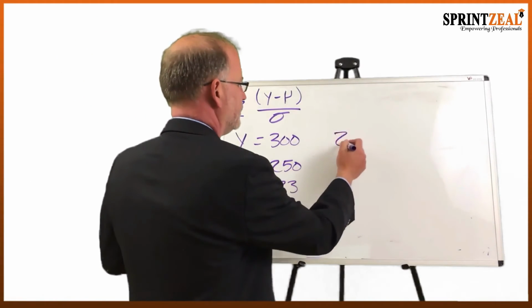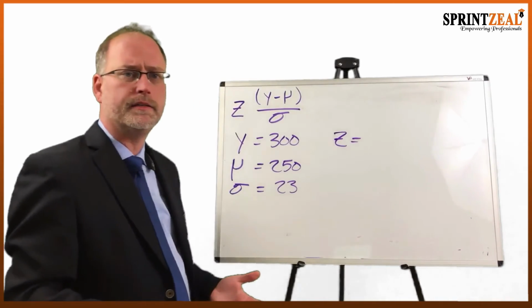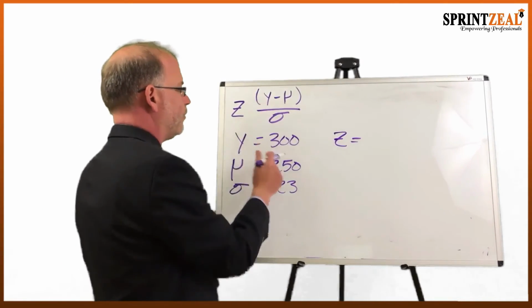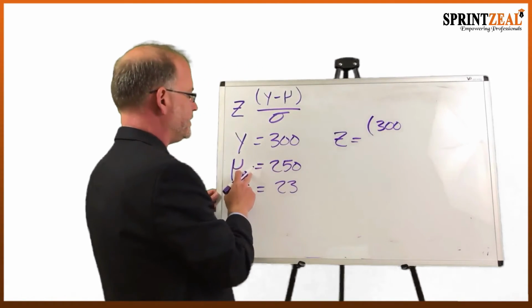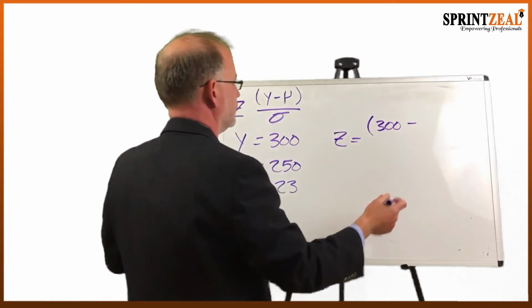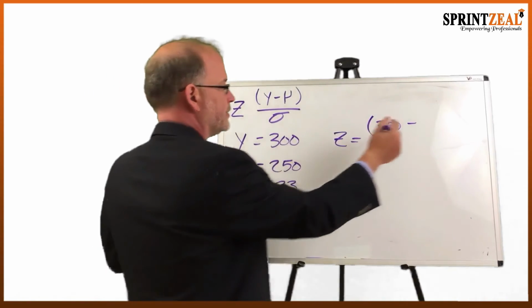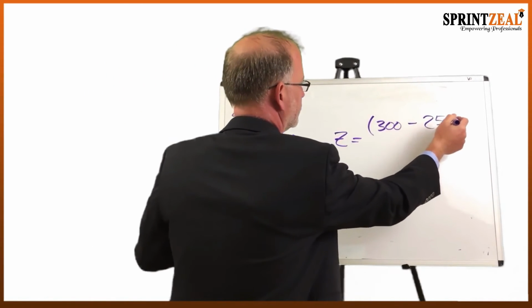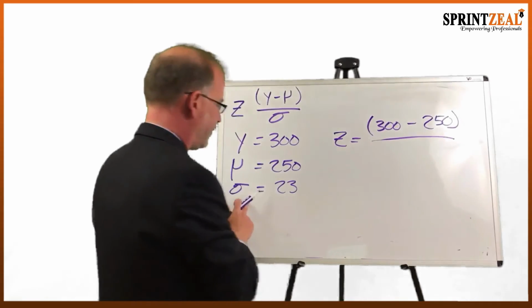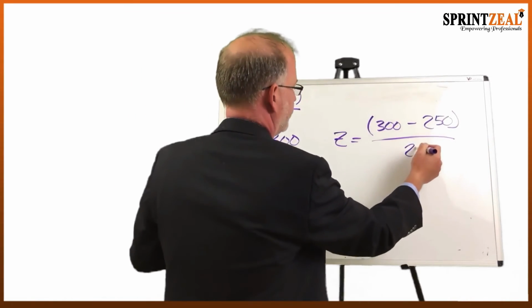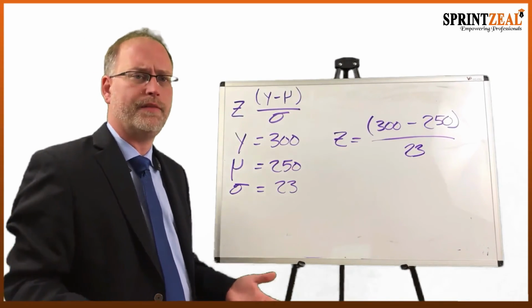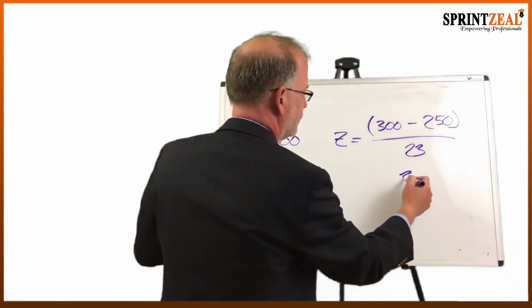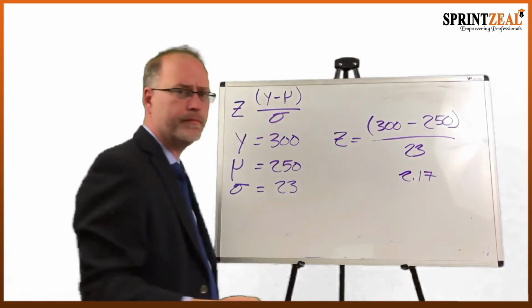So our z is going to equal what? Well, we have to first have our y, so our z is going to be equal to 300 minus our mean, which is 250, and we're going to divide that by our standard deviation of 23. When we plug all that into a graphing calculator, we'll have 2.17.